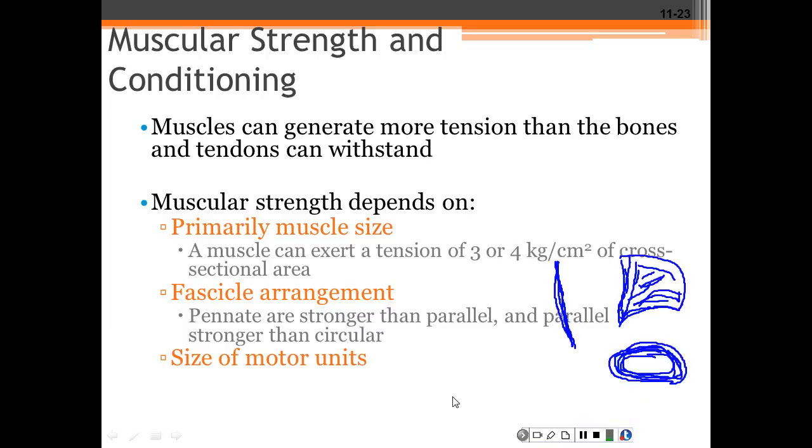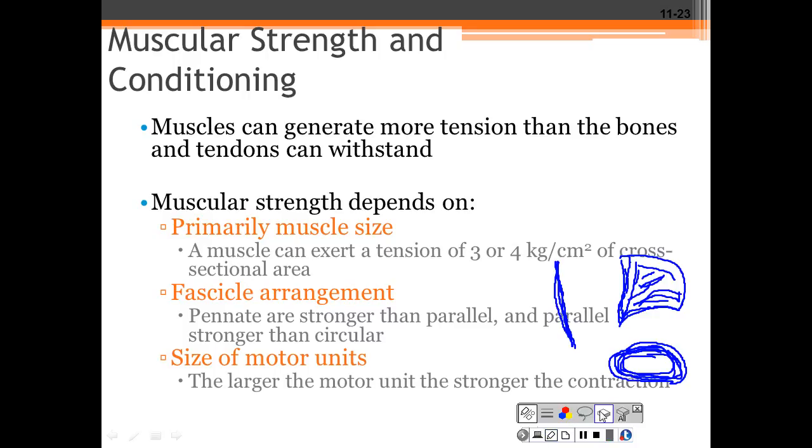Alright, and then we have the size of the motor unit. Now, the larger the motor unit, the larger or the stronger the contraction.